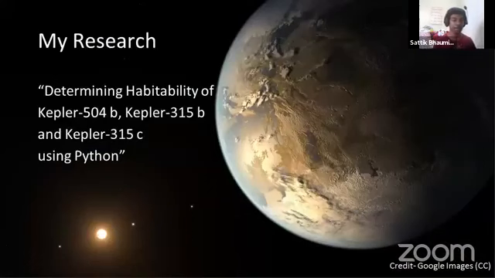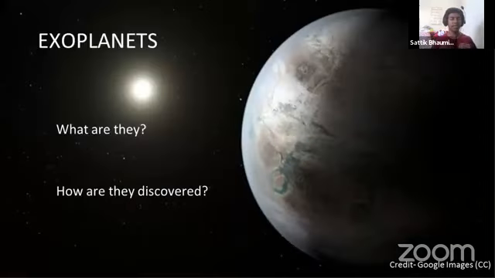The topic of my research is determining habitability of Kepler 504b, Kepler 315b, and Kepler 315c using Python. Now that we're determining the habitability of exoplanets, what are they? Well, to define exoplanets, these are planetary objects that are not a part of our solar system and they revolve around other stars.